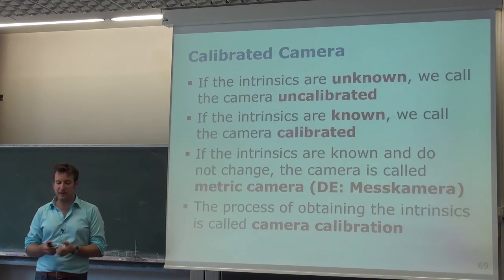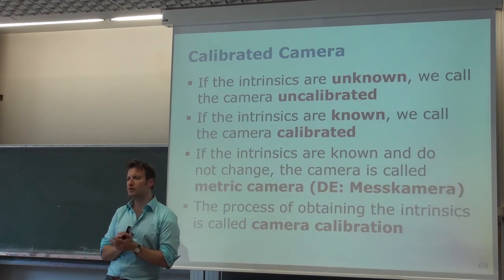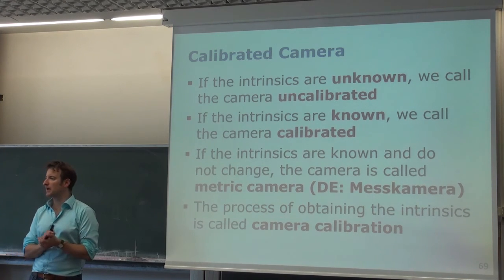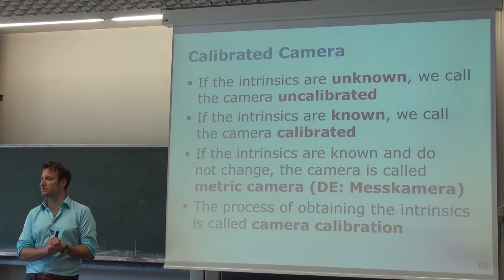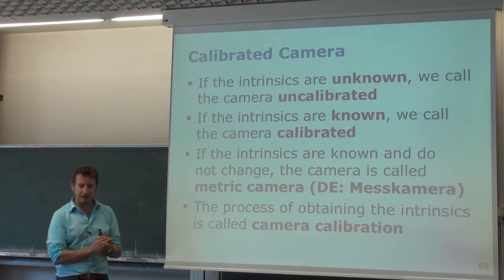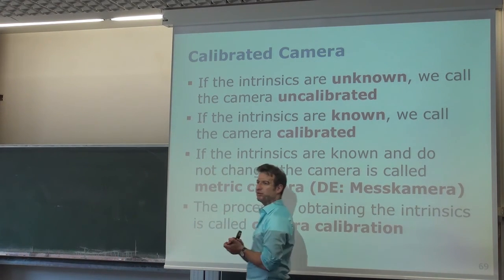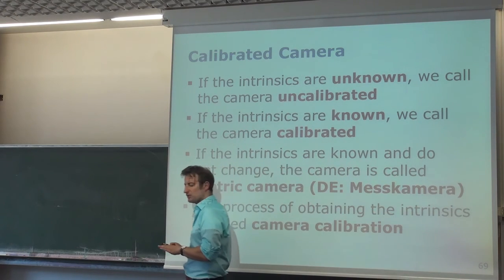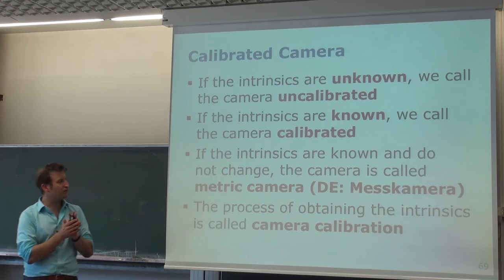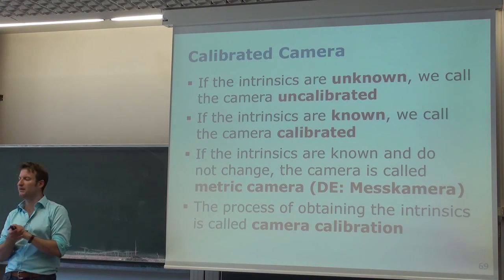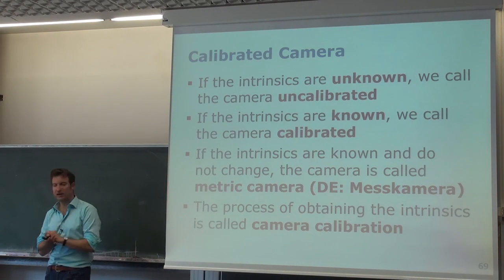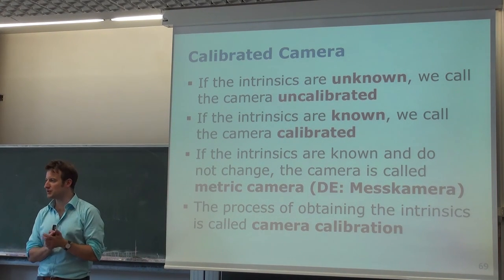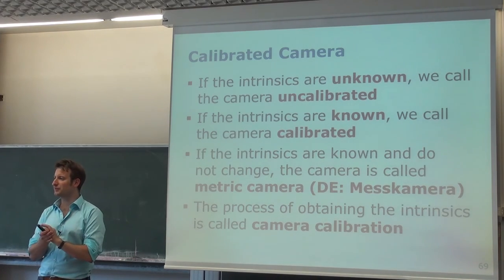Just in terms of naming, if we have a camera where the intrinsics are not known, so I don't know anything about those intrinsics, it's typically an uncalibrated camera because I don't know the calibration matrix. If I know the calibration matrix, the camera is typically called calibrated because I have that calibration information. I can apply that to correct my image. And there's an old term which is frequently used in German, called Messkamera. In English, we would maybe translate that as metric camera. This is basically a calibrated camera where the calibration never changes, which is a very ideal situation.